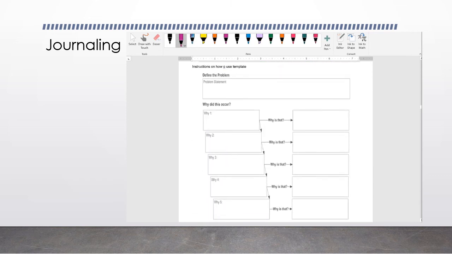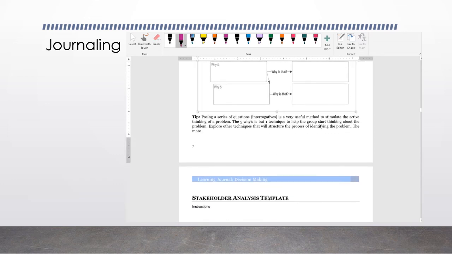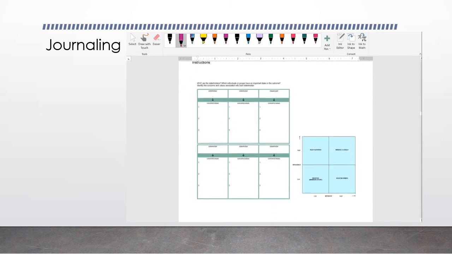You may find some templates in the information. These templates are for you to make a copy of, fill in, and then take a picture of and put back into the journal. Or if you can directly edit them on the page if that's permissible. Always read the tips and use these graphic organizers to help you understand your problem better.